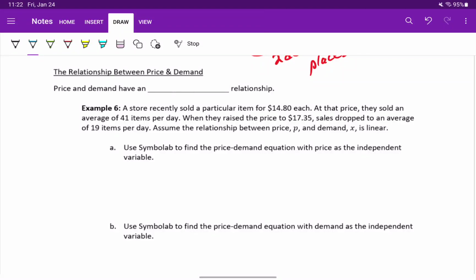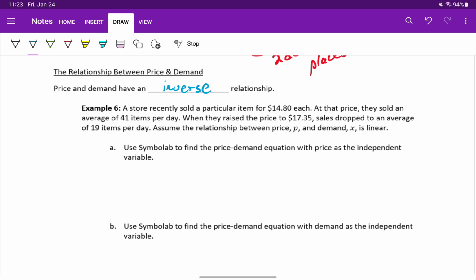In our last example, we want to take a look at the relationship between price and demand, construct some price-demand equations, and calculate some values related to those equations. The first thing we want to establish is just the idea that price and demand have an inverse relationship. We could explore that idea more, but it's probably fairly intuitive.